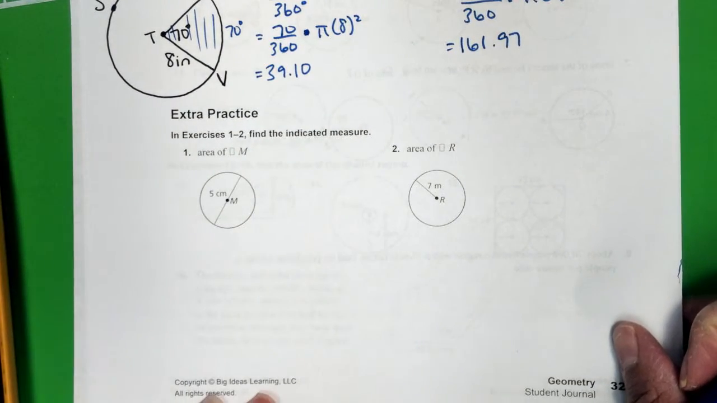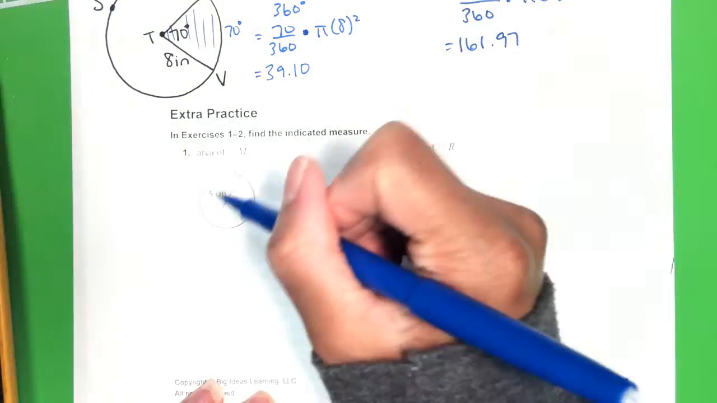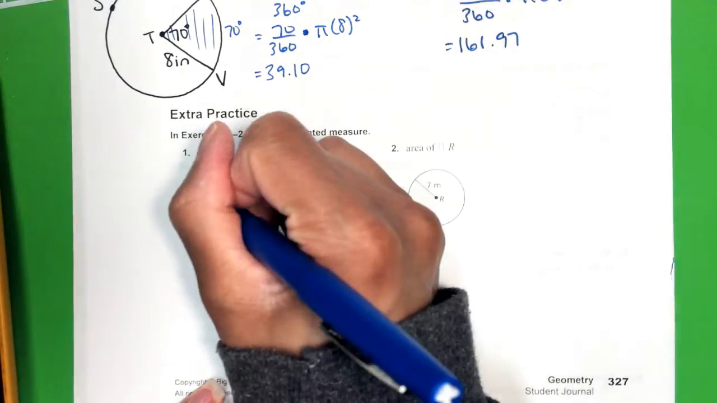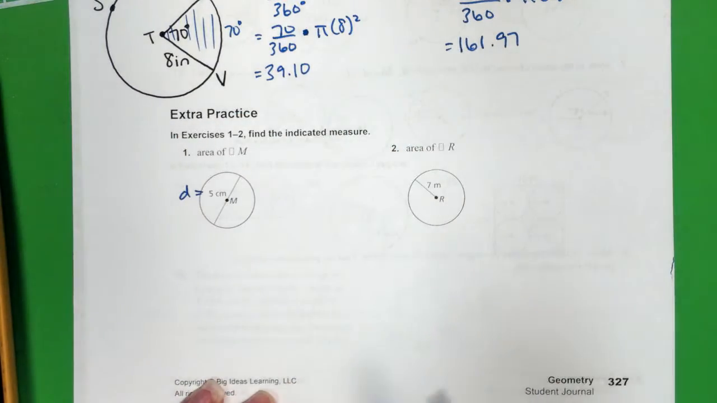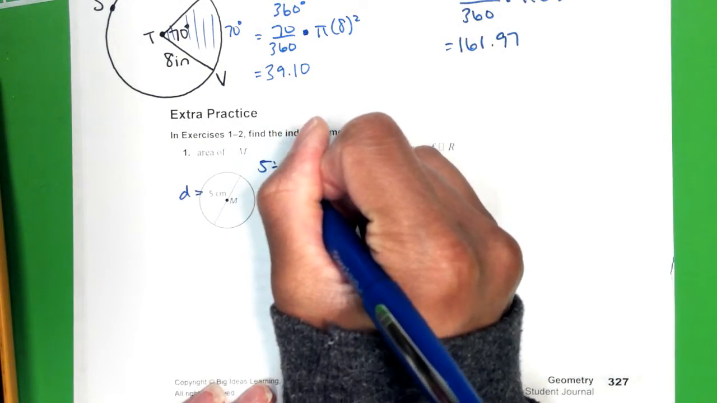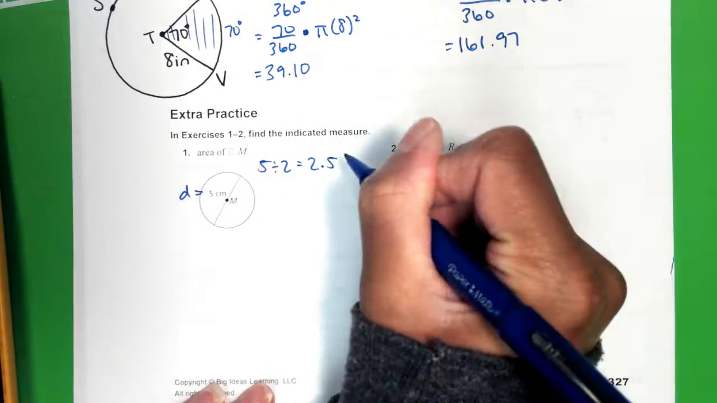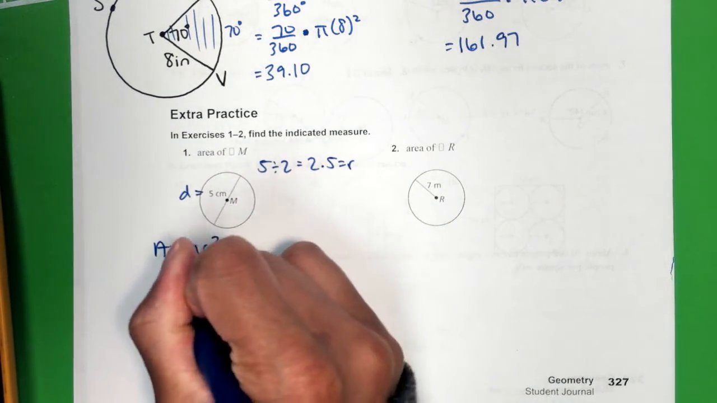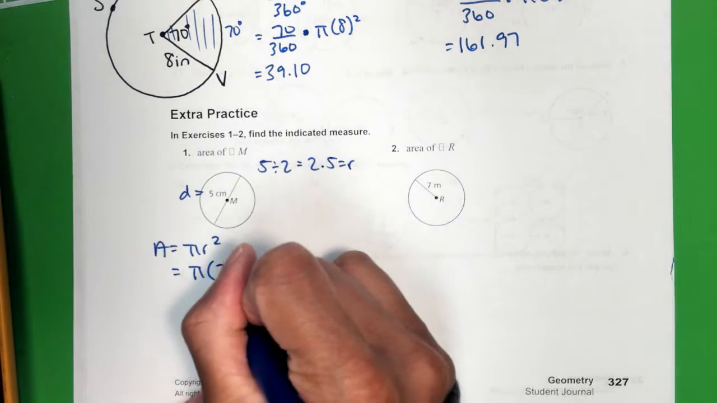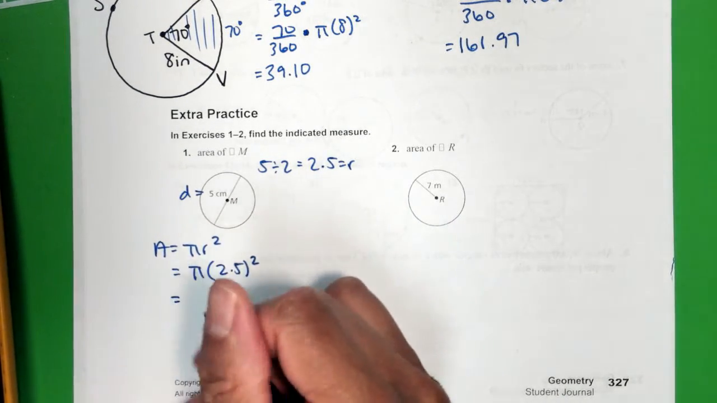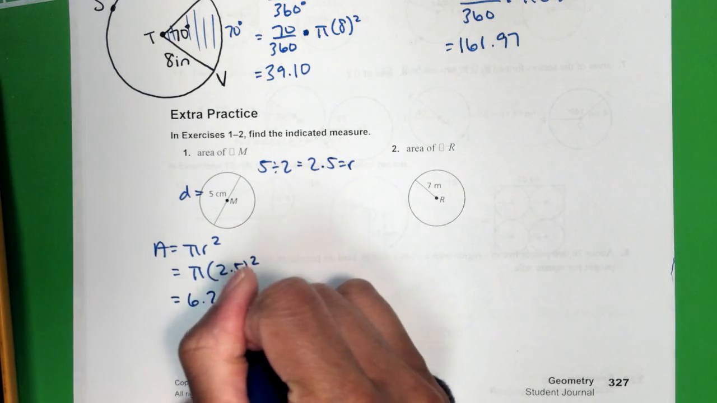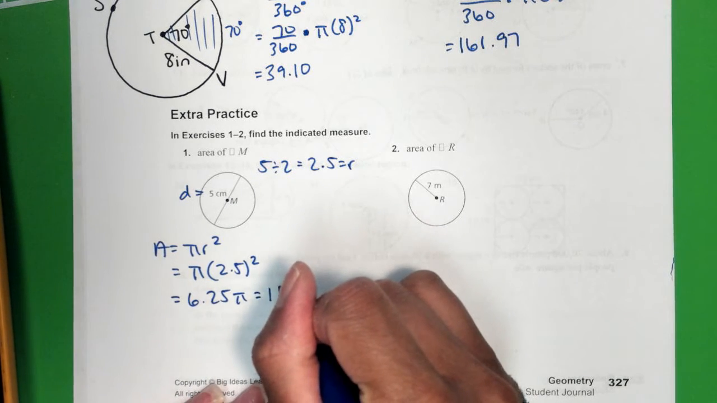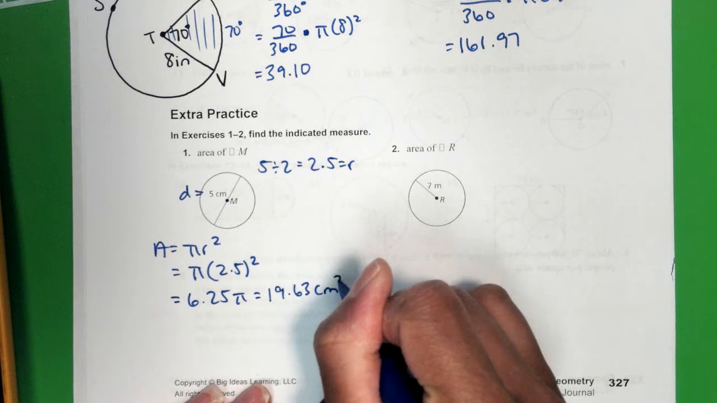So we have find the indicated measures. When we have something like 5 meters or 5 centimeters, note that that is the diameter. So if we want to find the radius, we would take half of it. So 5 divided by 2 gives us 2.5. So that would be our radius this time. So area equals pi r squared, and you take pi and take 2.5 squared, and we're left with 6.25 pi, that's just 2.5 squared, and our final answer in the calculator would be 19.63 centimeters squared.